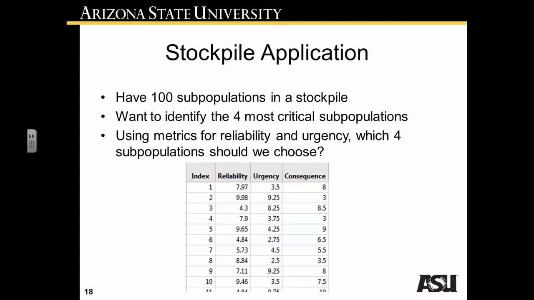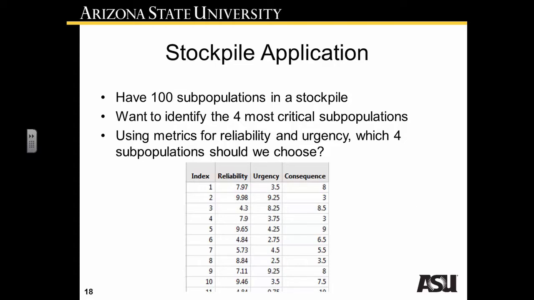So this is what the data set looks like. The index is just an identifier column just so we can keep track of the subpopulations. And then we have our metrics for reliability and urgency, and consequences are also there. So recall as well that larger numbers indicate that these are more critical. So the larger the number, the more critical.